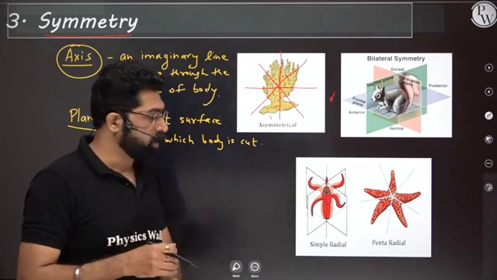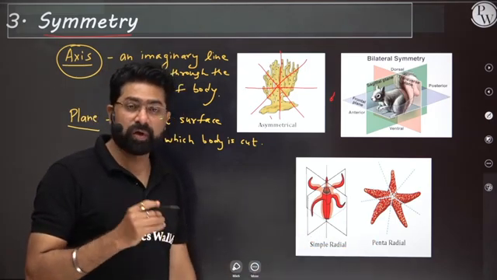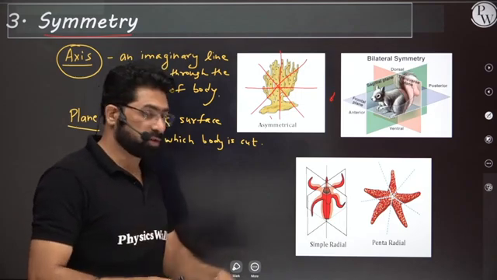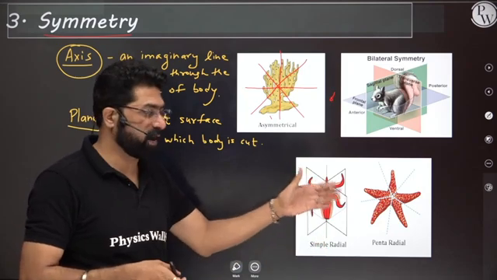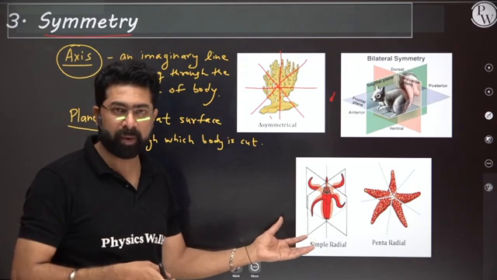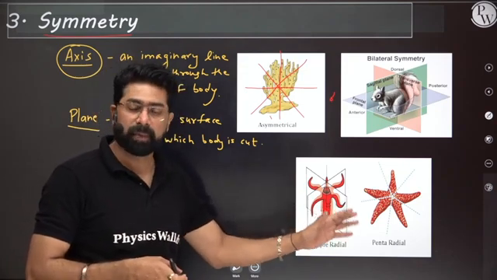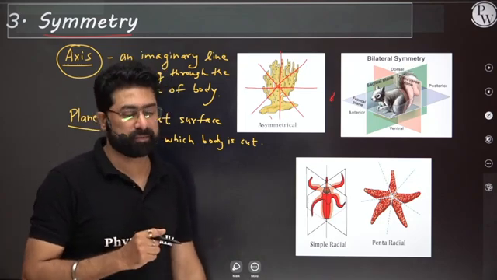Is it okay? Now, pentaradial symmetry is found in starfish, where you have only 5 body parts along which it can be cut. So you have only 5 planes possible to cut it. You don't have an indefinite number of planes. You have only 5 planes to cut the organism.